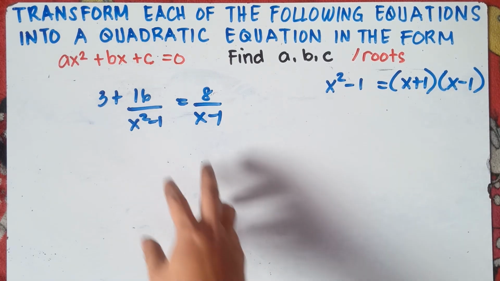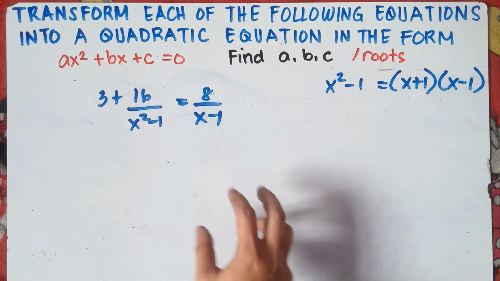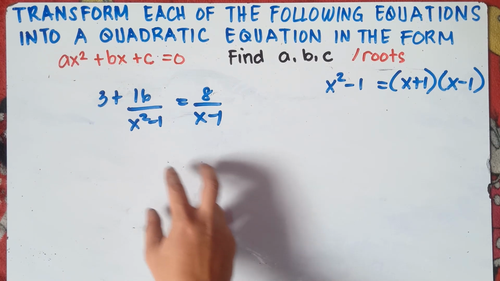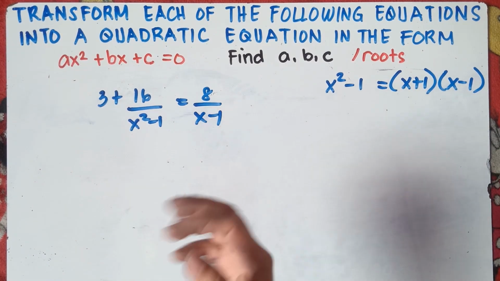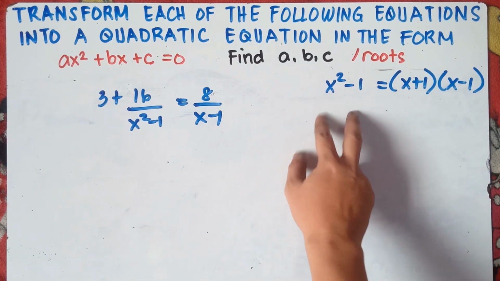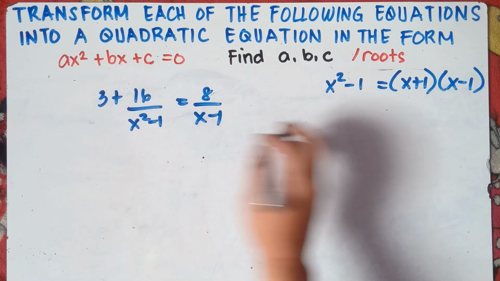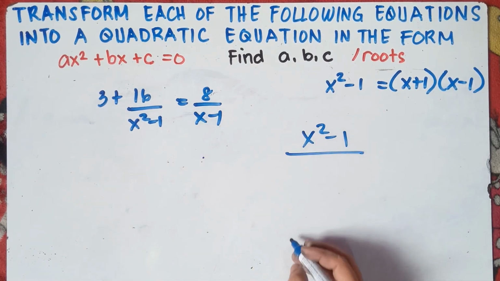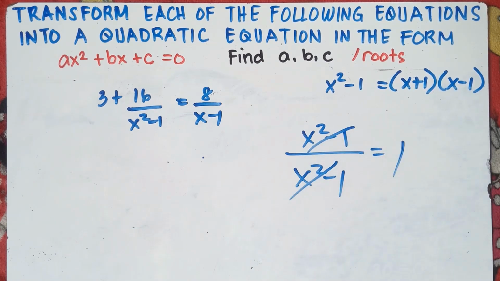Now, once again, to cancel the denominators, we find the LCM. What will be the least common multiple? What will be the equation, class, that we can divide by x squared minus 1 and x minus 1? Therefore, our LCM will be x squared minus 1. Why is that, sir? Because we can divide x squared minus 1 by x squared minus 1. X squared minus 1 divided by x squared minus 1, you can cancel that out. That would be equal to 1.